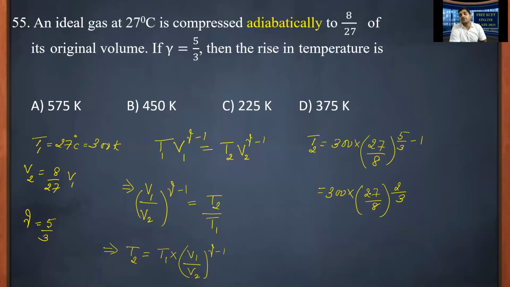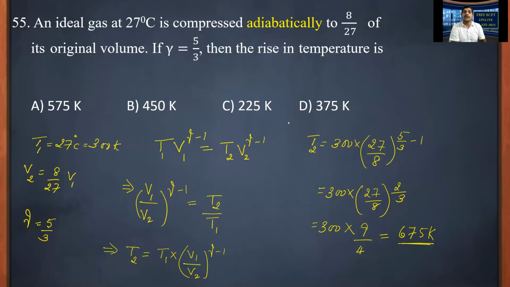So what we have to do is take the cube root of this first, and then it becomes a square. So this is nothing but 300 into cube root of 27, which is 3. 3 squared becomes 9. Cube root of 8 becomes 2. 2 squared becomes 4. So what we are going to get is nothing but 675 Kelvin. On simplification, you will get 675.